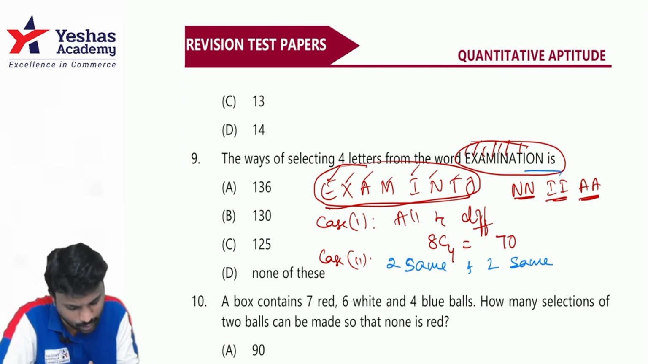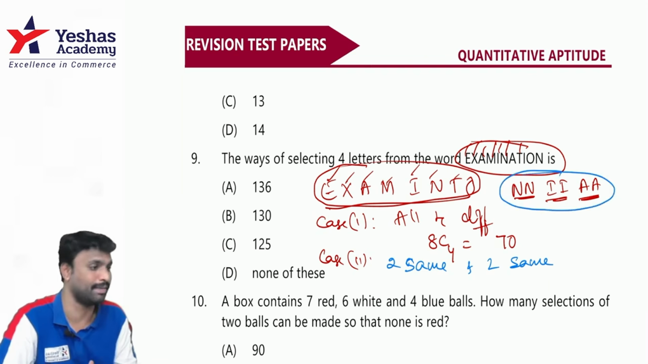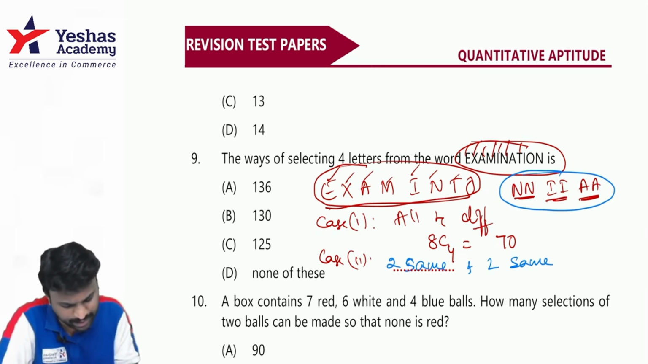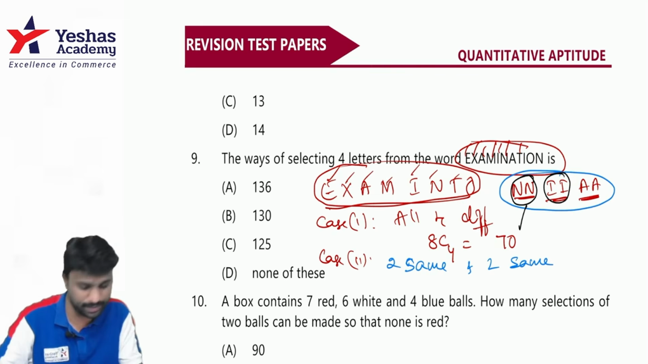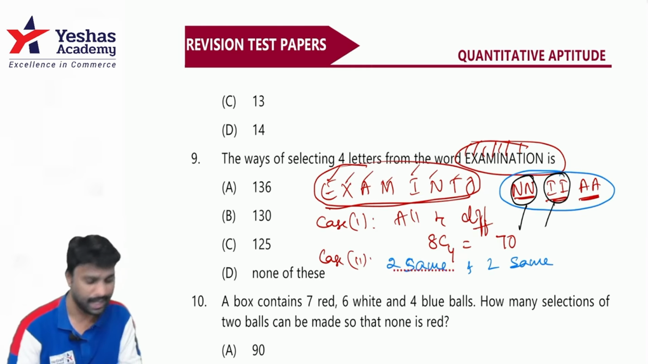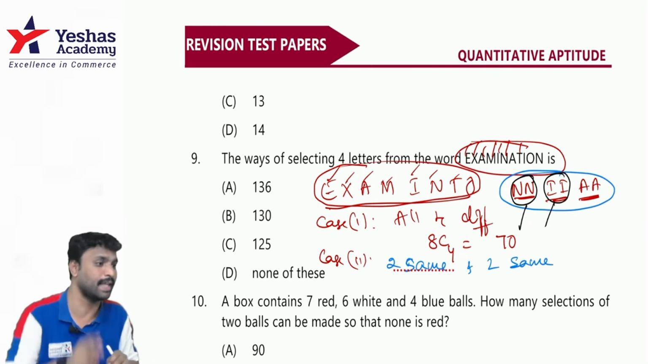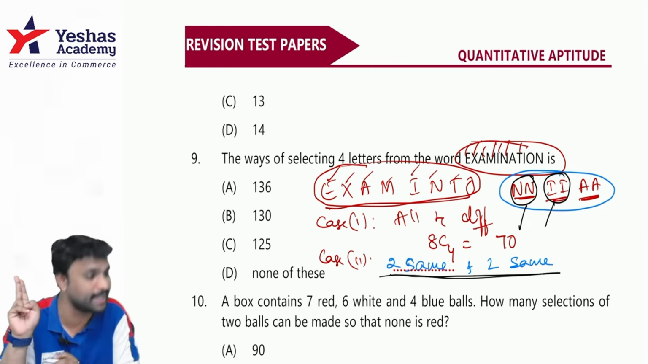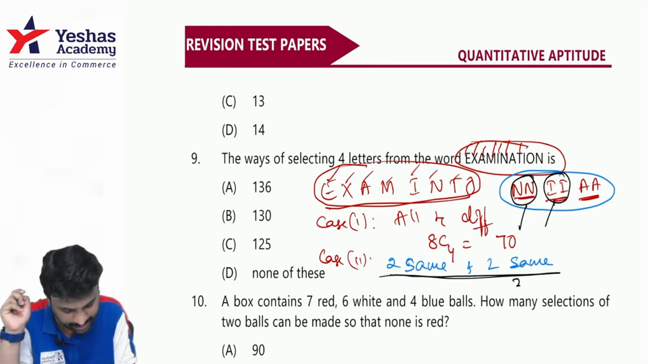So obviously you have to pick it from these 3 things only. So what do you mean by 2 letters same and 2 letters same? From these 3 things, if I select any of the 2, let's say NN and II, these 2 are 2 same letters, these 2 are 2 same letters. That means out of these 3 things, I have to select any 2 so that I am able to do this. Yes or no? That is 3C2.